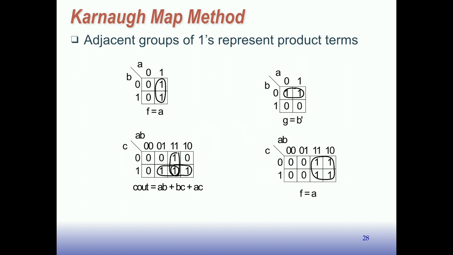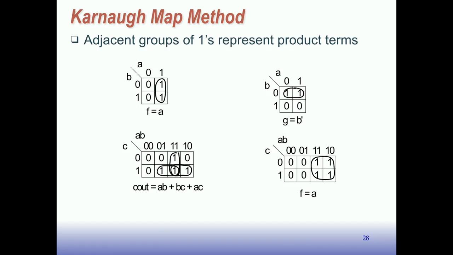Here's that other one we're looking at, g is equal to b prime. It says when b is a 0, then f is a 1, regardless of what a is. Here's this interesting function. It's f equals a. Here, we get the square shape thing inside the Carnot map because a is a 1 here and here. Doesn't matter what b is. Doesn't matter what c is.